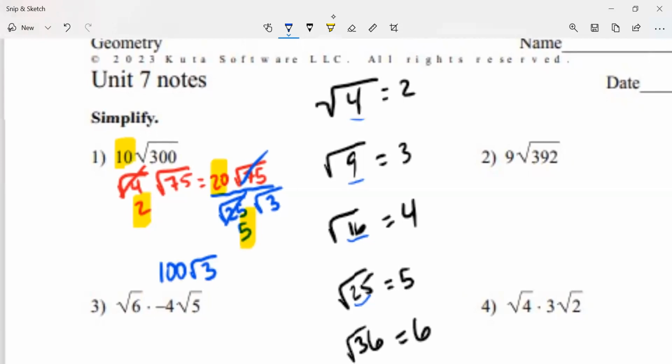Now my radical 3 cannot be simplified even more. I can't simplify that more. So then that's it, 100 radical 3.